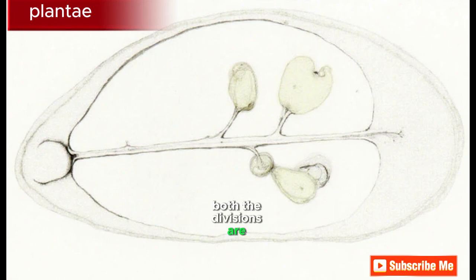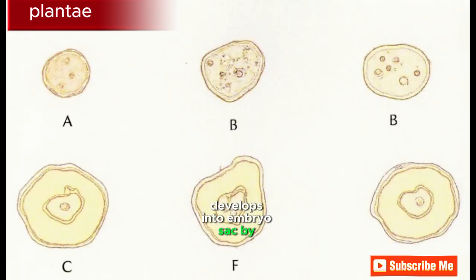Both the divisions are transverse. Therefore, the megaspores are arranged in a line, forming a linear tetrad. In some cases, the tetrads may be T-shaped or inverted T-shaped. The 3 upper megaspores degenerate, and the lowest one, which is towards the chalazal end, develops into the embryo sac by enlarging in size.